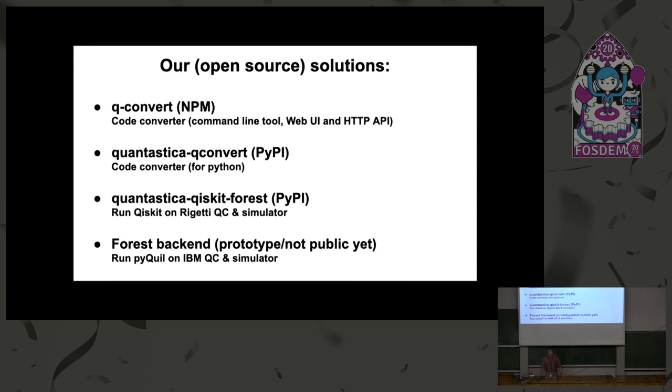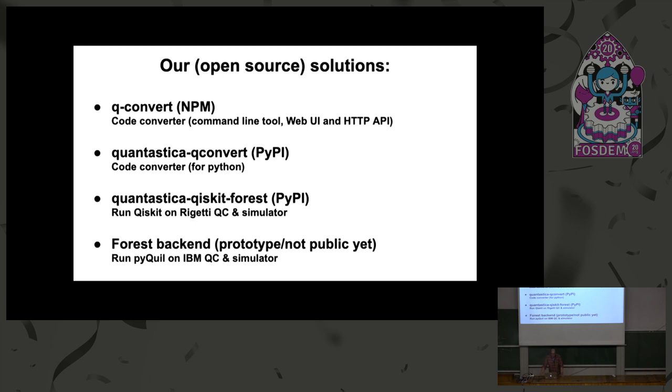We have open source solutions for that, where you can contribute, of course. So we have projects in JavaScript and in Python. Why JavaScript? JavaScript is very unusual in quantum computing space. People mostly use Python. But why JavaScript? Because it works in the browser. You don't need to serve your code server side. It executes client side in a browser, and it's much more responsive. This is why we have both JavaScript and Python projects.